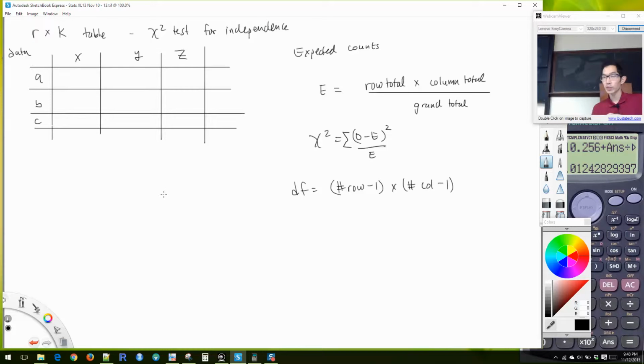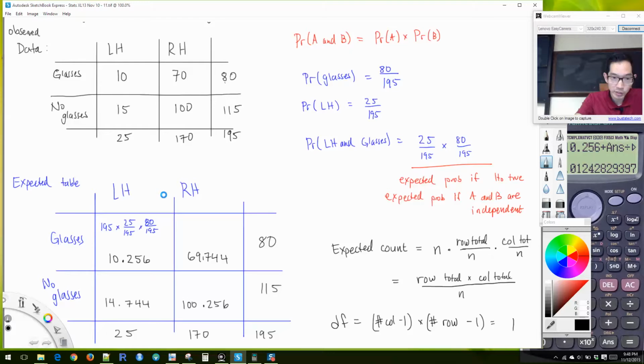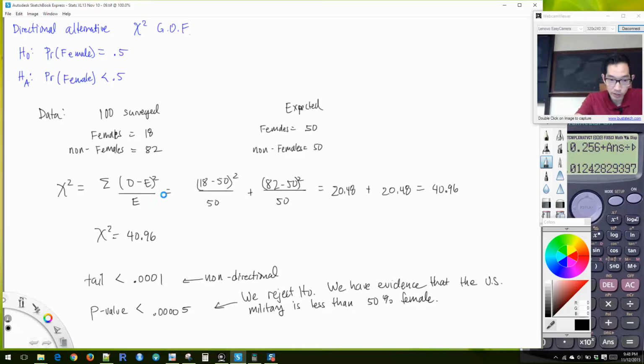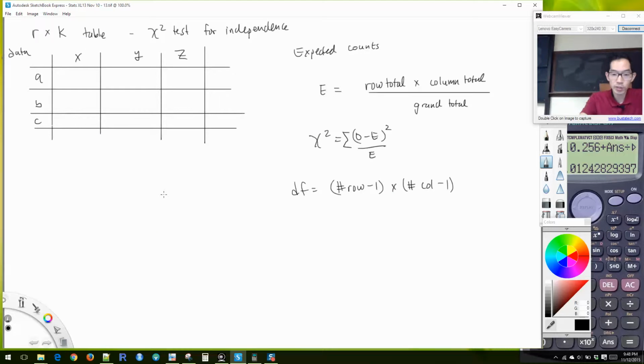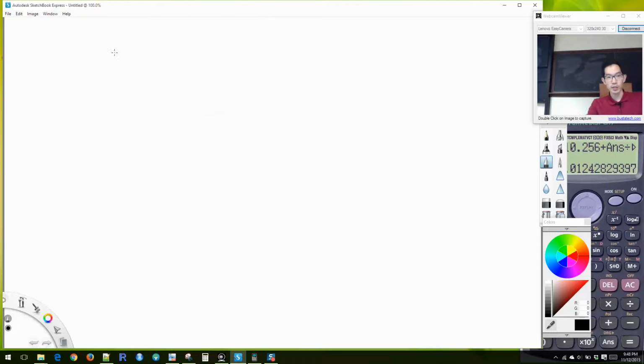When you do have just one degree of freedom, we could create directional alternatives. If you wanted a directional alternative, this only works when you have degrees of freedom equal to 1, so for independence, it must be a 2 by 2 table. You could have a directional alternative.